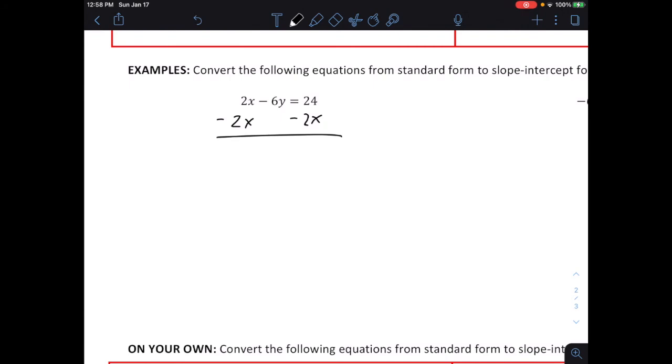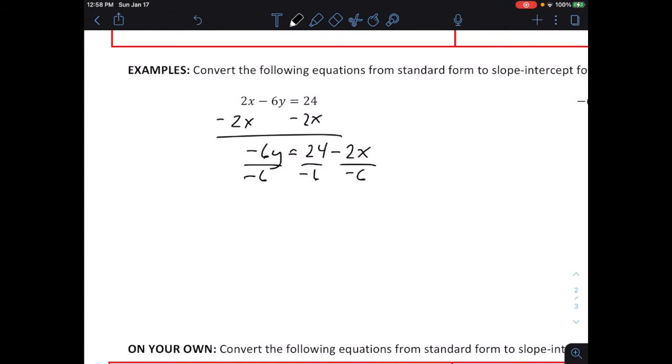And then, gosh, there's something we could do first here. No, let's just keep going. So I'm going to subtract 2x from both sides. So I end up with negative 6y equals 24 minus 2x. And then I divide by negative 6.